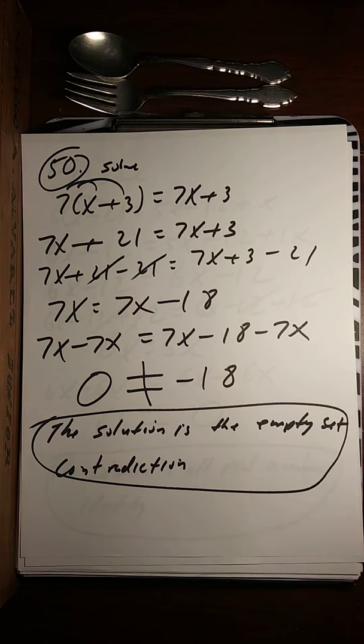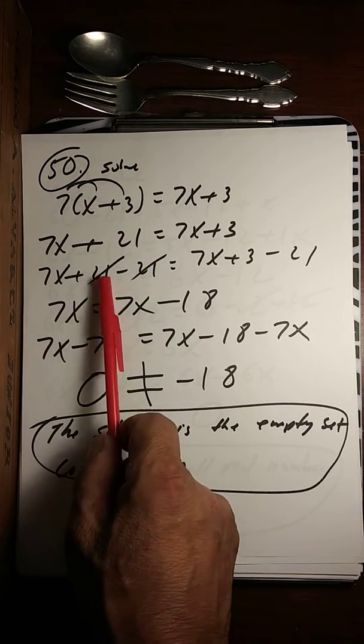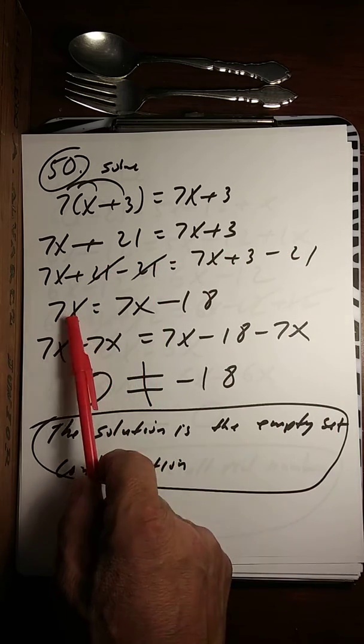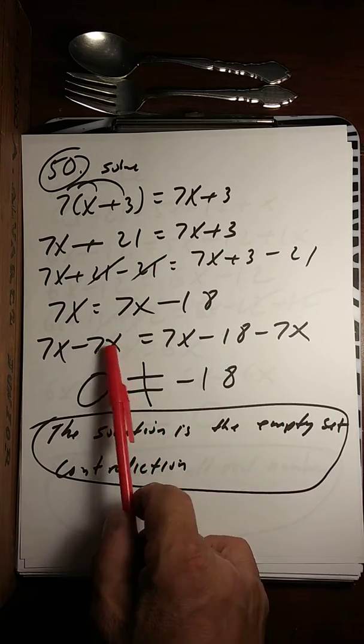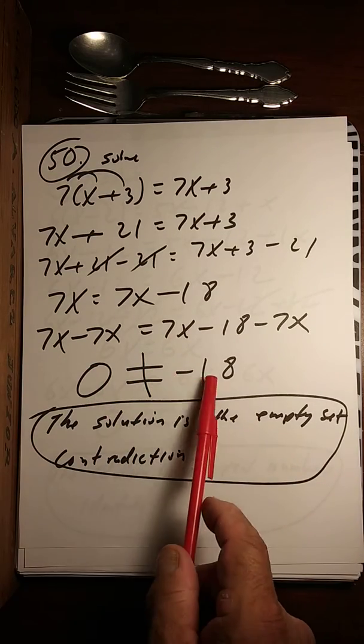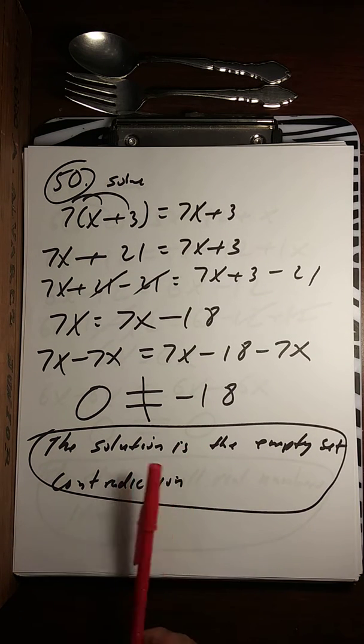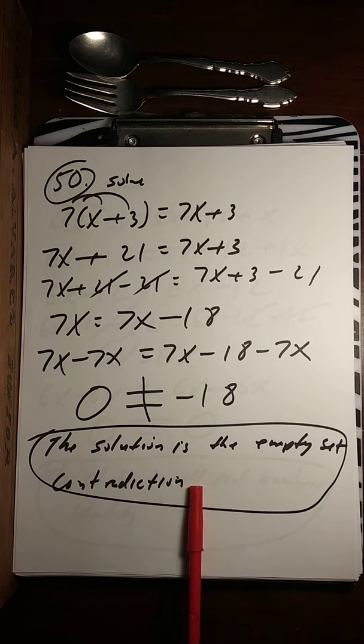Graphing machines. Parentheses. 7 times that, 7x. 7 times 21. So subtract 21, subtract 21, these are gone. 7x equals 7x minus 18, minus 7x, minus 7x. 0 equals negative 18. Nope, there's no way. 0 is not going to be negative 18. So that means that the solution is the empty set or a contradiction. There's no solution for this one.